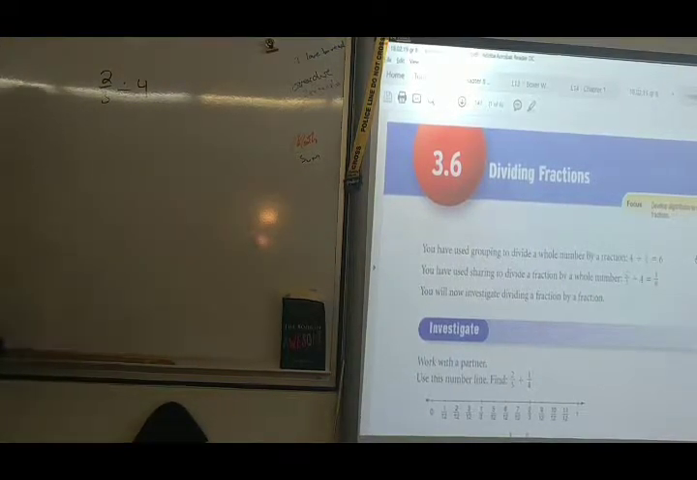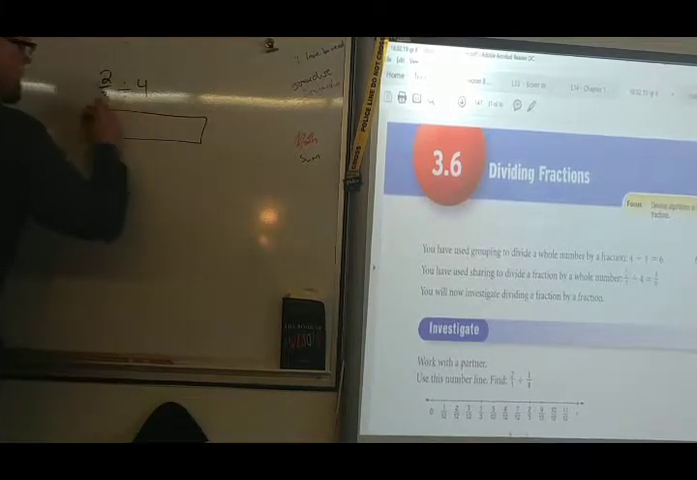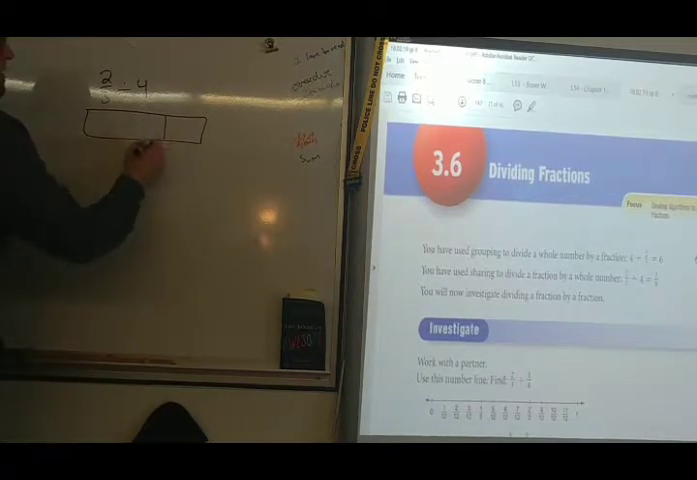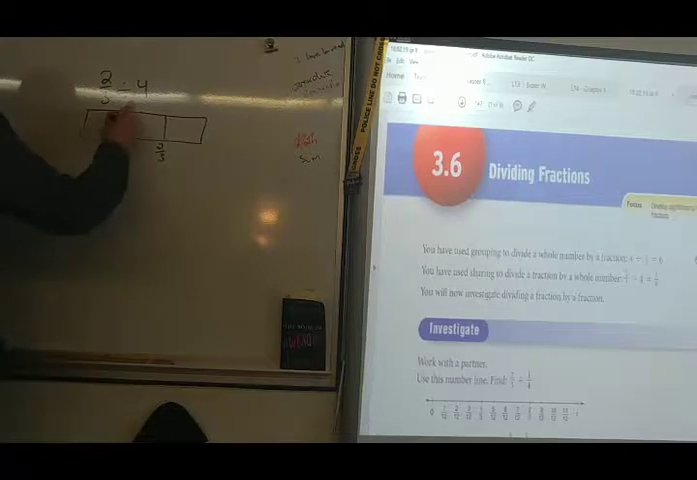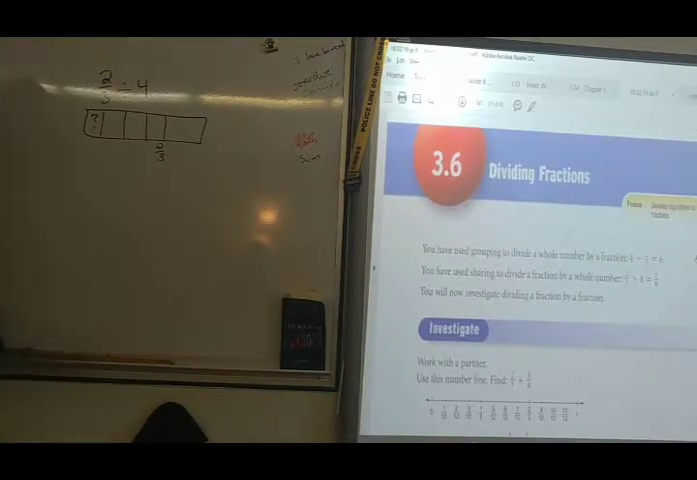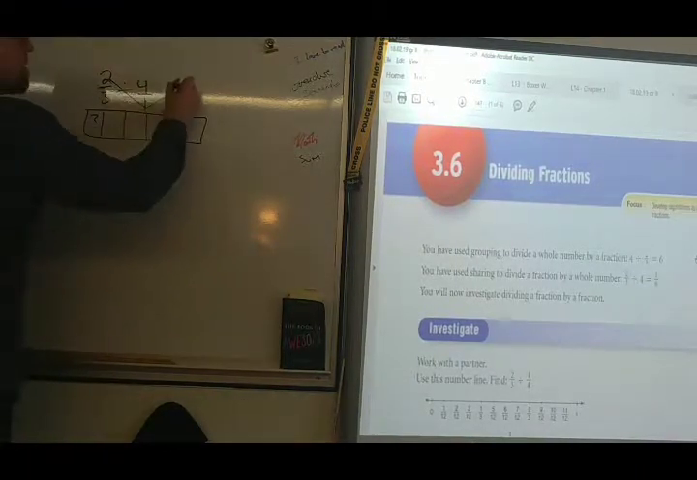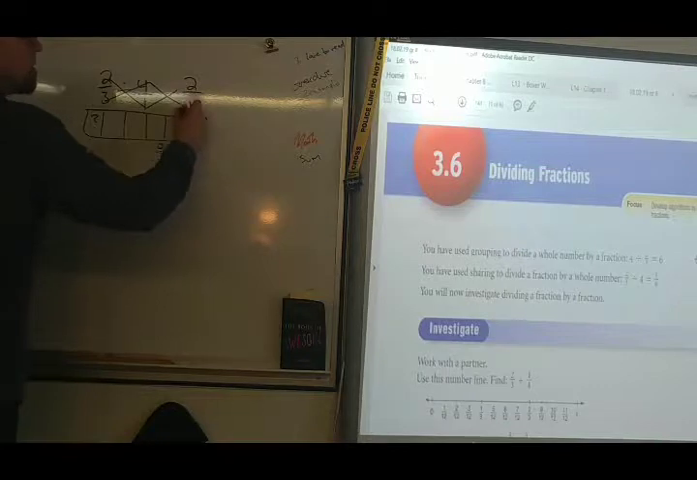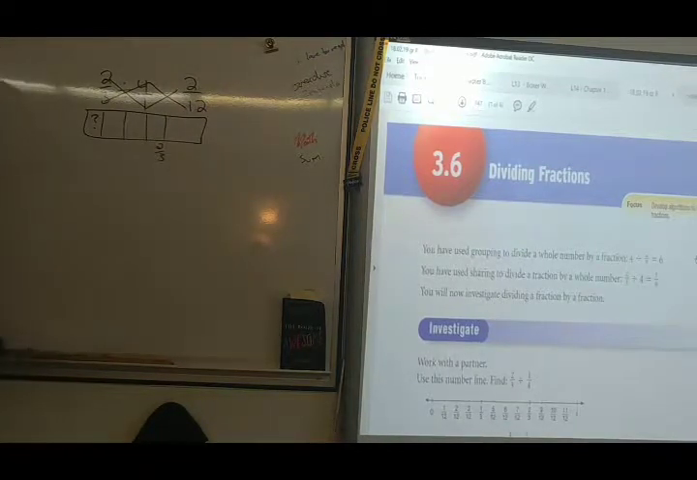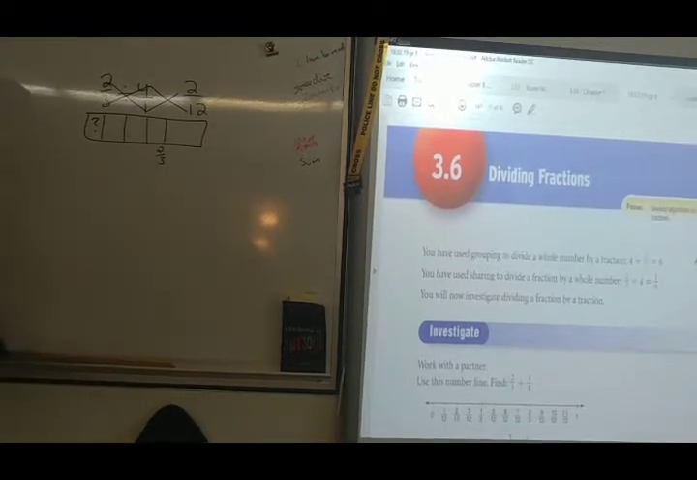2/3 divided into 4. Now I like to illustrate it like this. If I have a cake and I've got 2/3 left, and now I'm going to share it, I'm going to cut it into 4 pieces. I want to know, how big are each of those pieces? Well, if we do the symbolic method of that, we know that that would be 2/12 or 1/6.